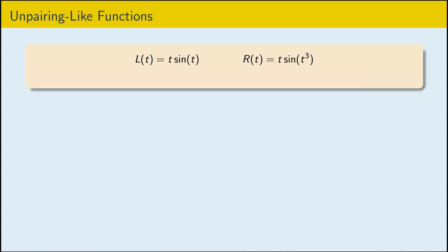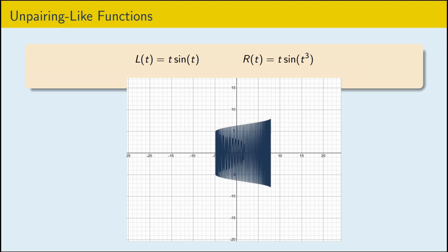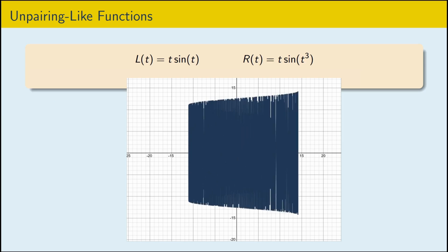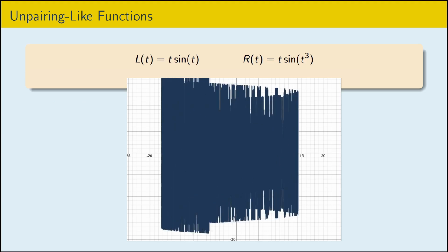Richardson gives us the example of functions x equals t sine of t and y equals t sine of t cubed. I'll call these functions L and R respectively. As we can see, this gives us a parameterization of a curve that seems to be painting in the entire plane. As we go forward in time, the curve covers more area vertically and horizontally, and the oscillations get shorter and shorter to more thoroughly fill in the area covered. You should ignore the graphical artifacts here.